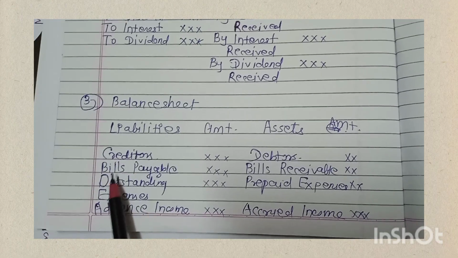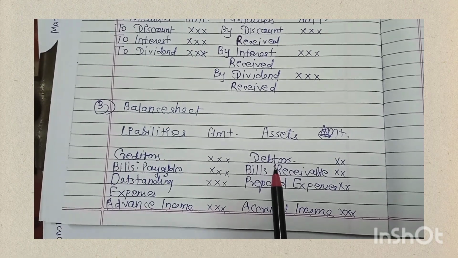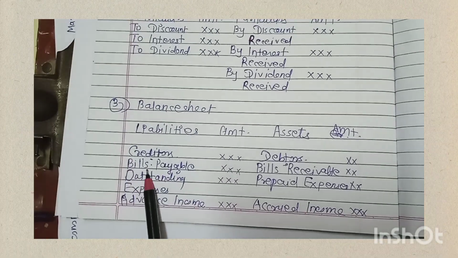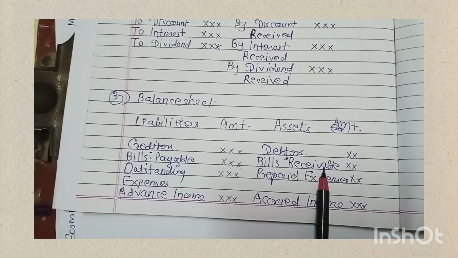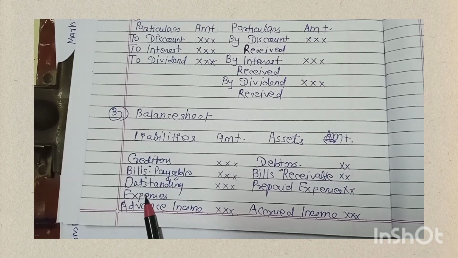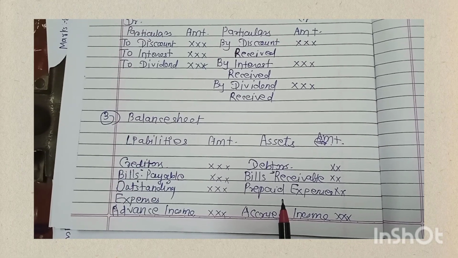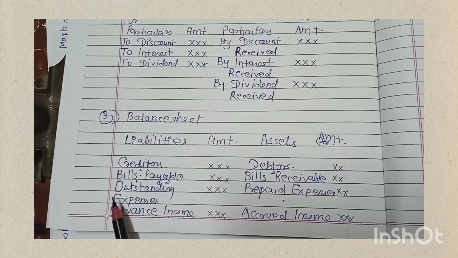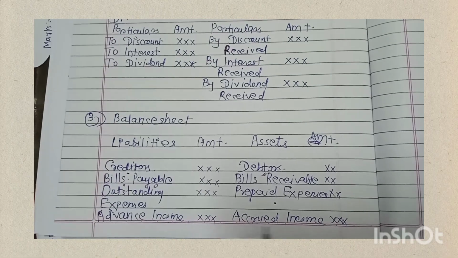Again, we are revising. On the liability side it is creditors, opposite on the asset side it is debtors. On the liability side we write bills payable, opposite it is bills receivable. Again, on the liability side it is outstanding expense, on the asset side it is prepaid expense. On the liability side again we write advance income, and on the asset side we write accrued income.